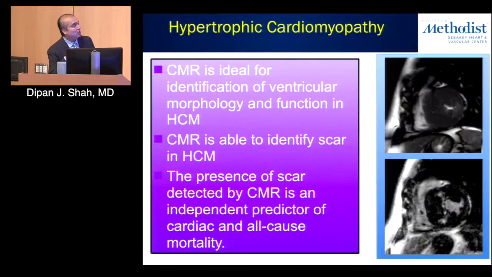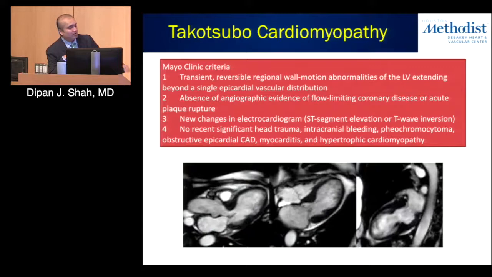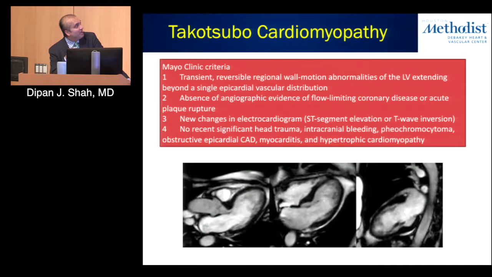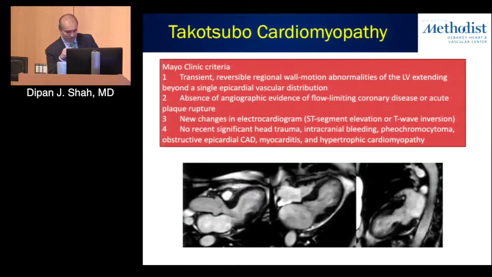Let me skip on now to another condition, and this is not, again, a totally uncommon condition. This is the Takotsubo's cardiomyopathy. And again, there are the classic Mayo Clinic criteria that are shown here. I'm not going to go into those in detail. What I'll show you is that CMR actually can help us in further assessing this.